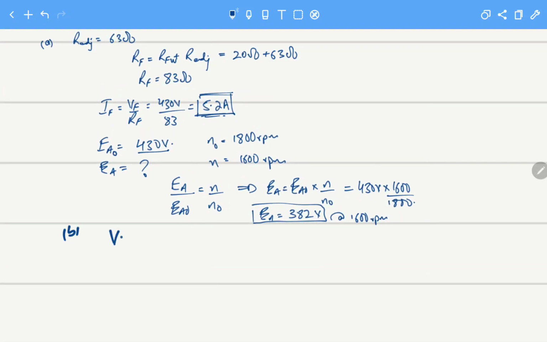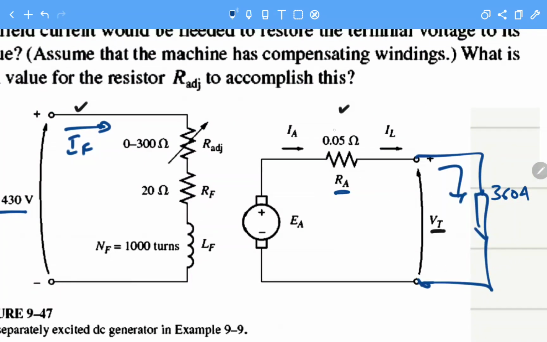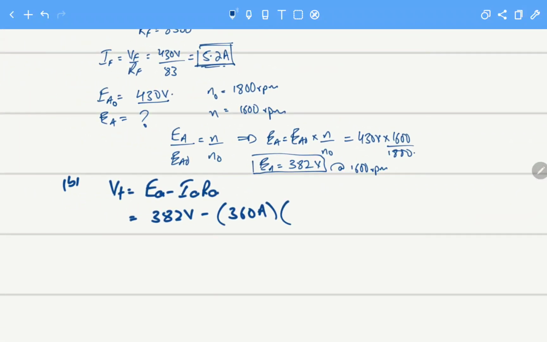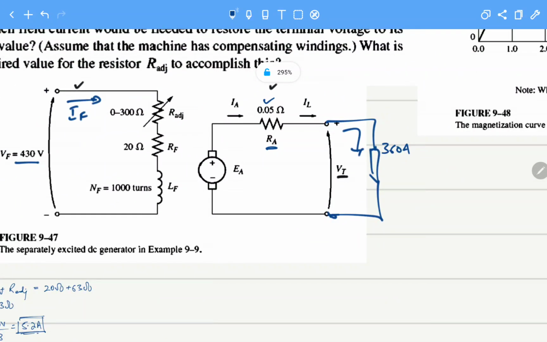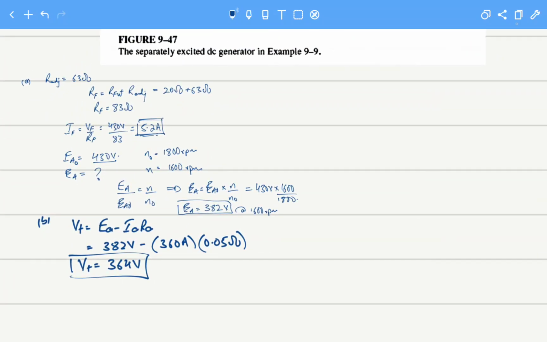We know VT equals EA minus IA RA. EA we have calculated for 1600 RPM, it is 382 volts. IA is told to us as the 360 ampere load. And the armature resistance, have they given it to us? Yes, here it is, 0.05 ohms. So the terminal voltage will become, if we calculate, 364 volts. So when the generator is loaded, the voltage at the terminal will fall from 382 to 364 volts.